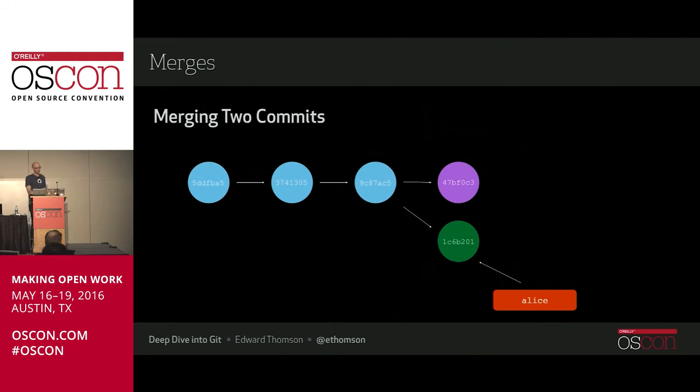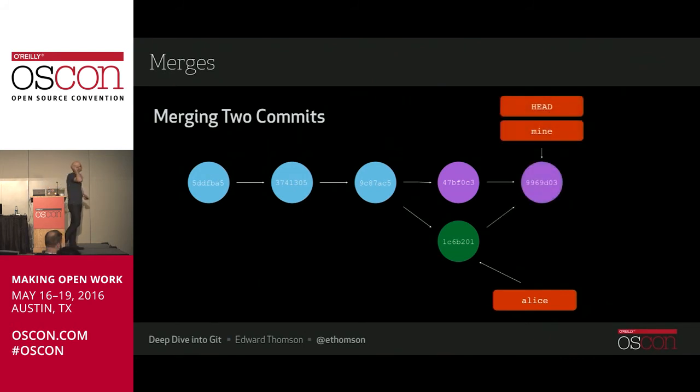Okay. It's very straightforward. We end up with a new commit, ideally, that reflects both changes. And of course, we're on that, so we move the head and the branch pointer along. Okay?